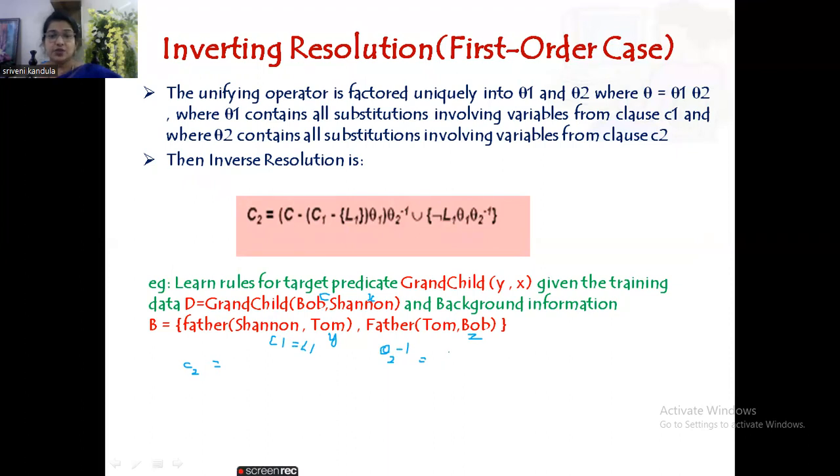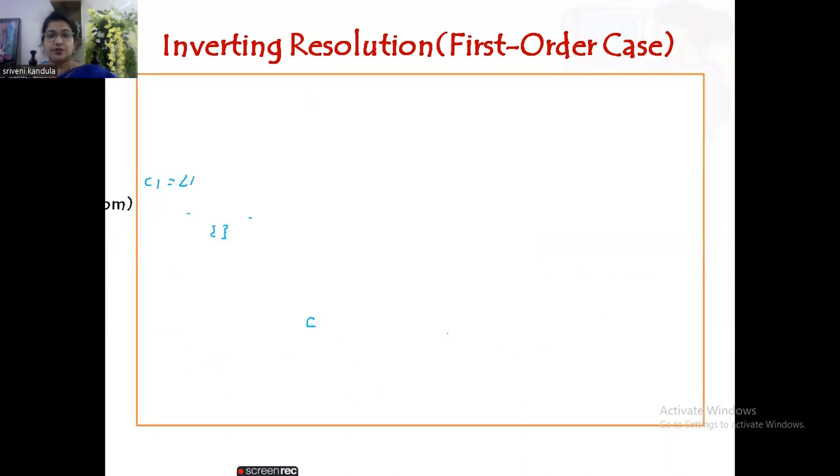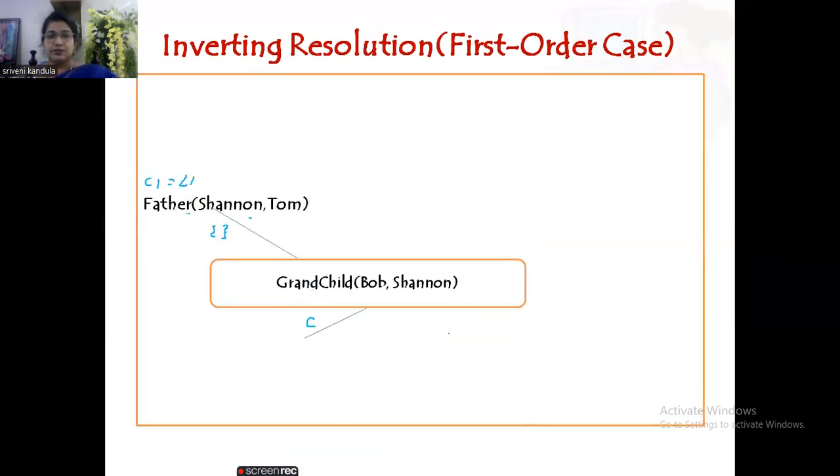This is inverse resolution. Previously in resolution, given a variable, you replaced it with some literal. Suppose here it is Shannon, so wherever you see x, you replaced it with Shannon. But here it is inverse resolution, so wherever you see Shannon, you have to replace it with x. That is the assumption taken here. So Shannon we are replacing with x. Theta 1 is empty, and theta 2 inverse is Shannon substituted with x.